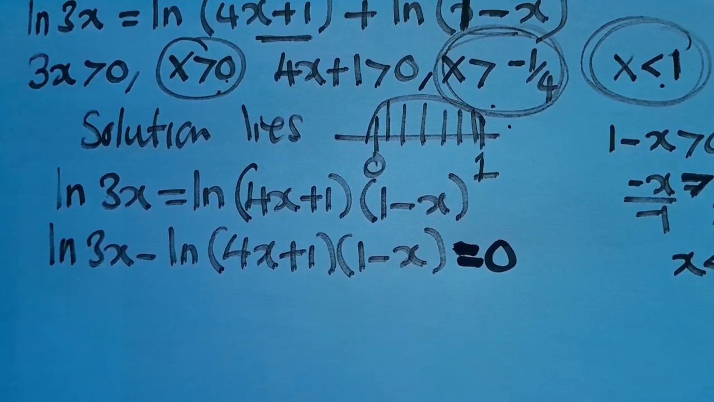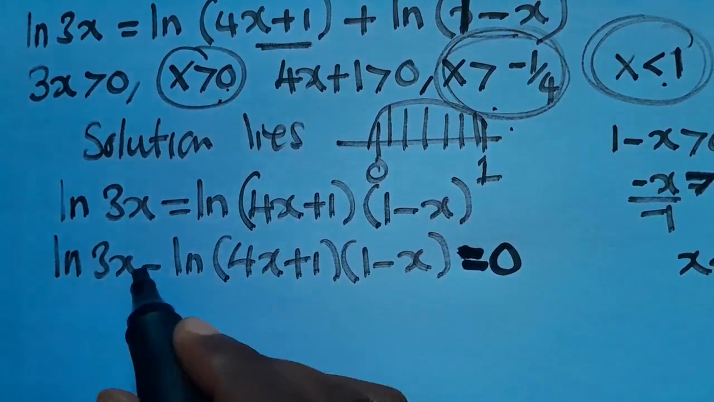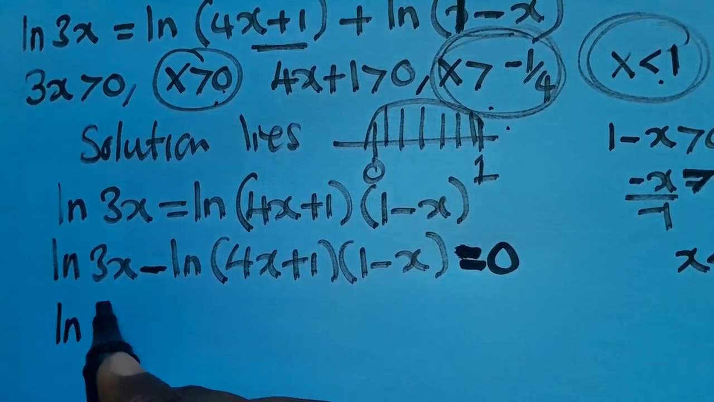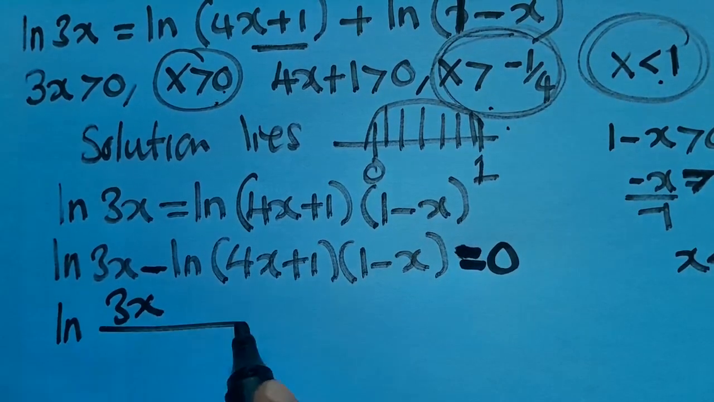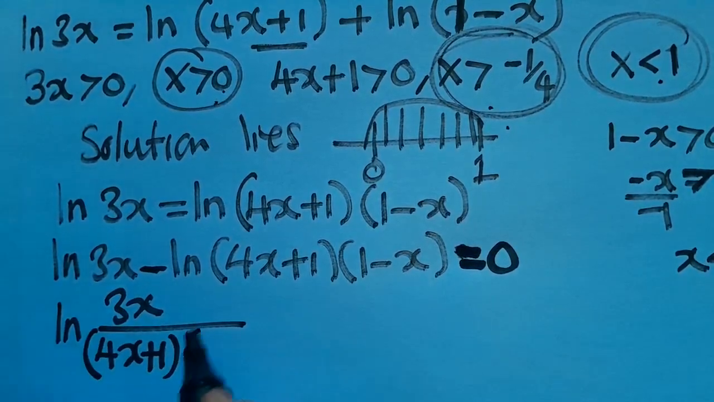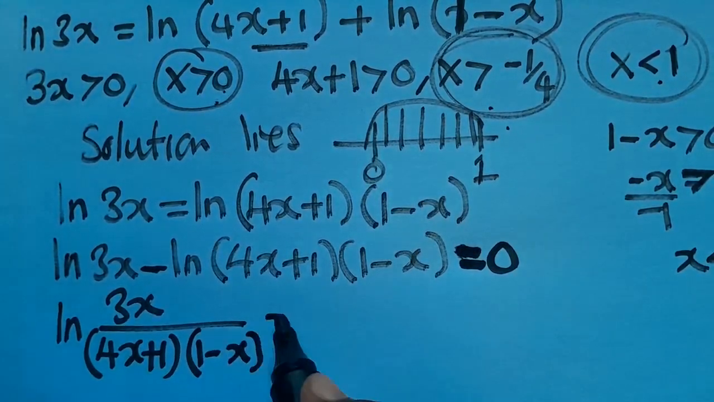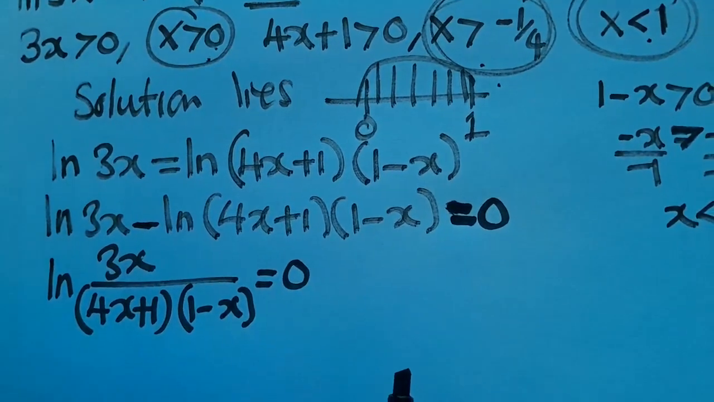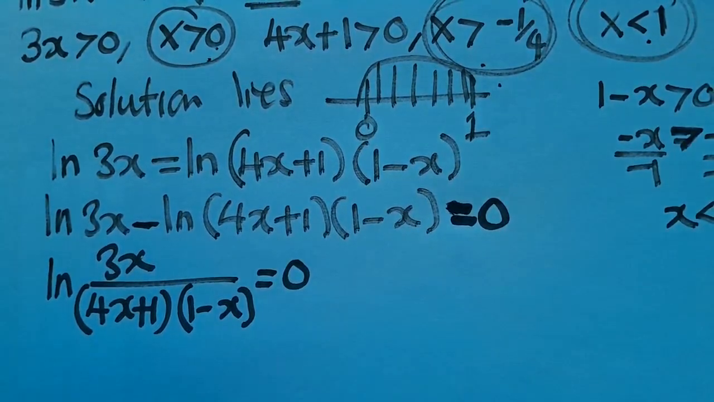So now, after doing that, minus means you are doing what? Dividing. So this is the same as ln 3x over 4x plus 1, 1 minus x, which should be equal to 0. This is what you've remained with. So what does this mean now? What are you supposed to do?